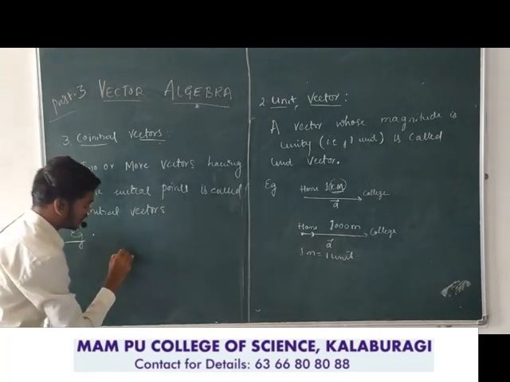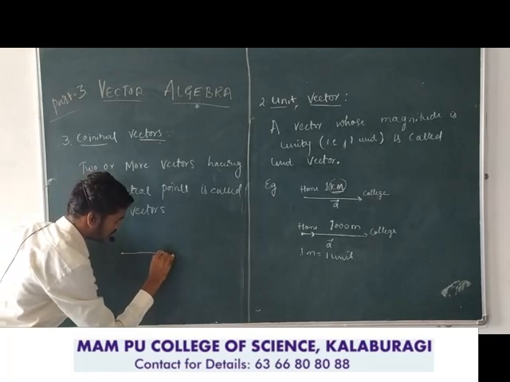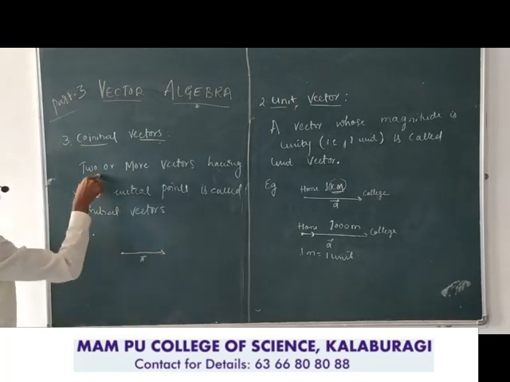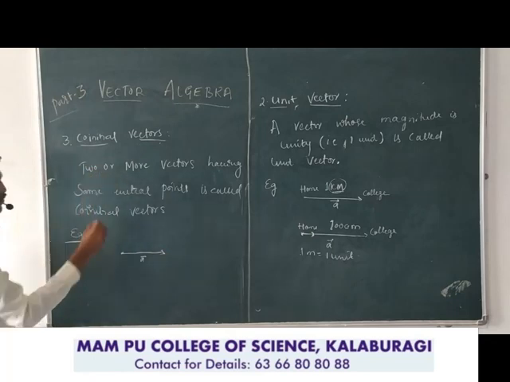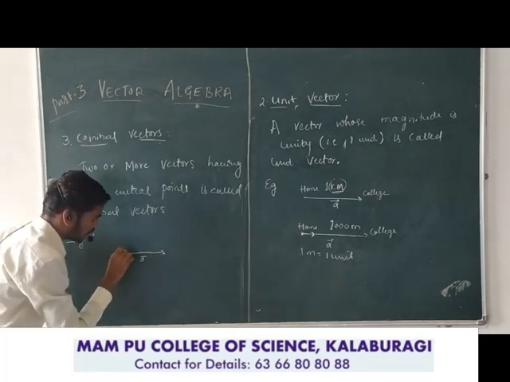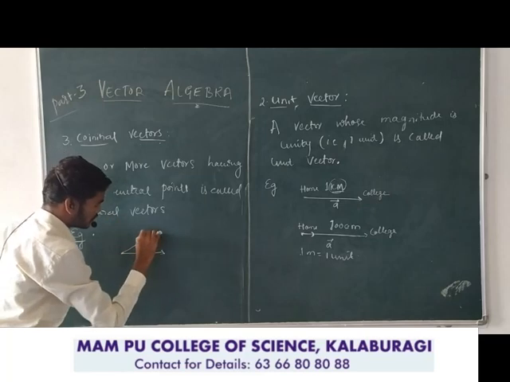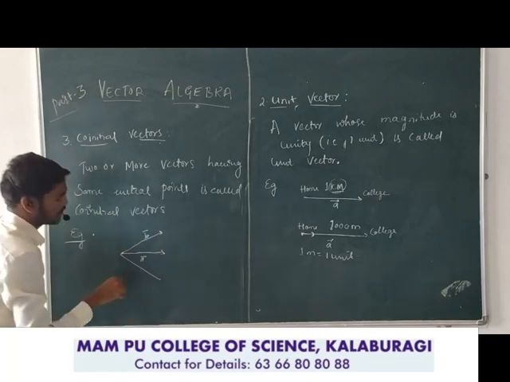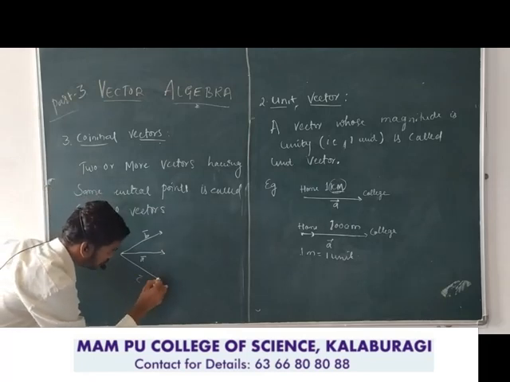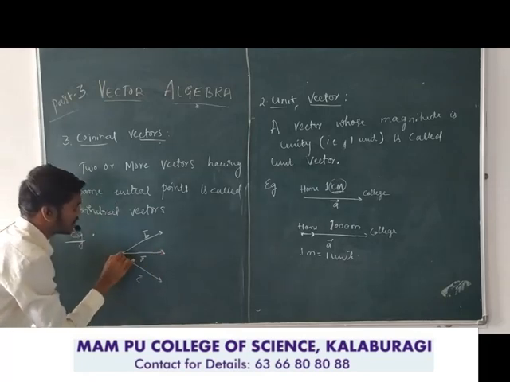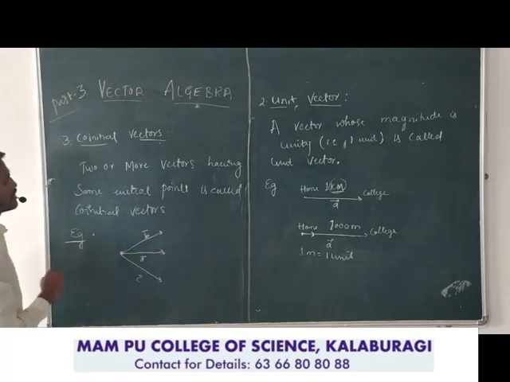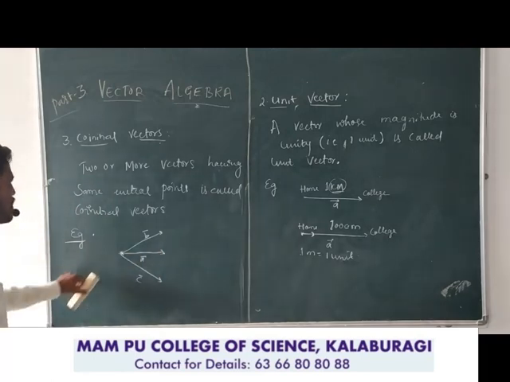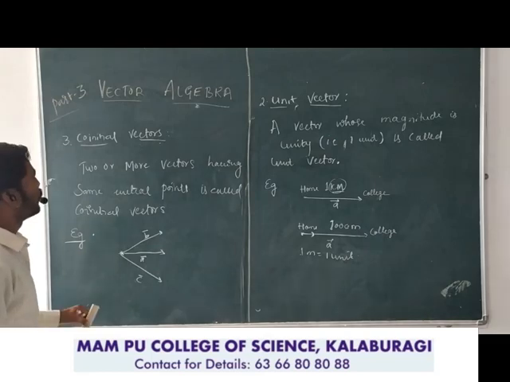Example: suppose first I take this vector, first one. This is vector E. Suppose this is one vector. In our definition, it is two or more than one vector. So I will take here also, this is B vector and this is C vector, and similarly it goes on. This is a common point, the same initial point. This is an example of co-initial vectors.